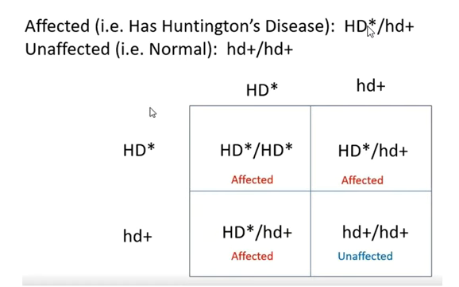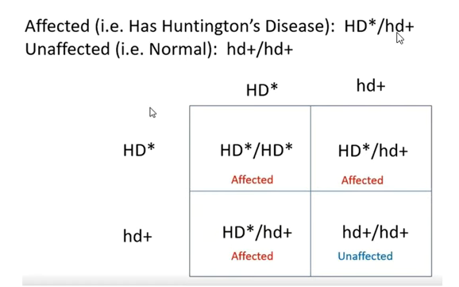And segregation means to separate. And what happens during meiosis is the homologous chromosomes are separated. And if those are separated, it makes sense that the alleles located on them also separate. So this individual will produce two types of gametes in equal frequency. Half of the gametes will contain the mutant dominant allele, half of the gametes will contain the normal recessive allele.